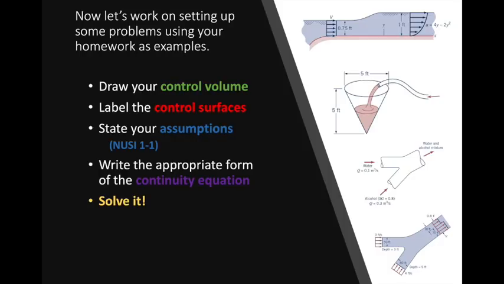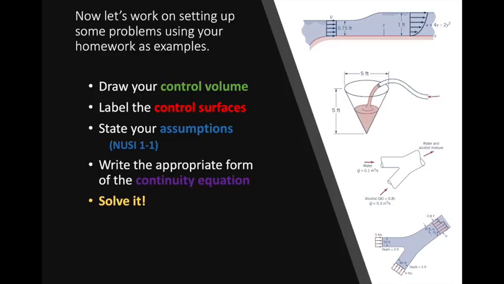So if I don't see a control volume, you better get the problem right. Next is to label your control surfaces. So what is the flow crossing? Next, go through and state each of your assumptions. So apply my NUSI 1-1. Is it normal? Is it uniform? Is it steady? Is it incompressible or steady density? And how many inlets and outlets do we have?